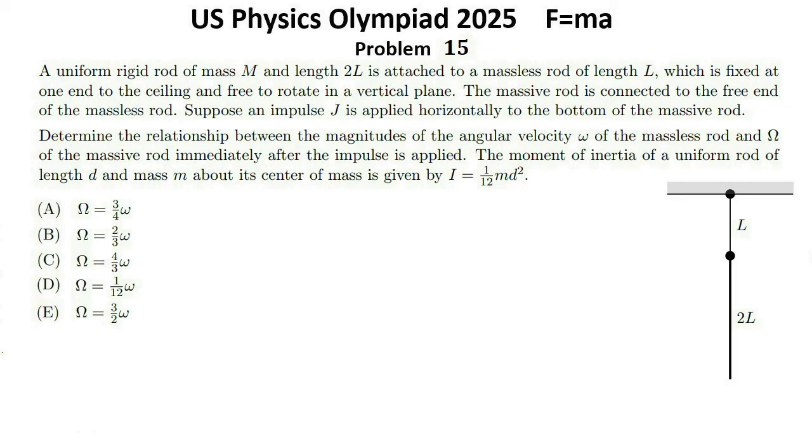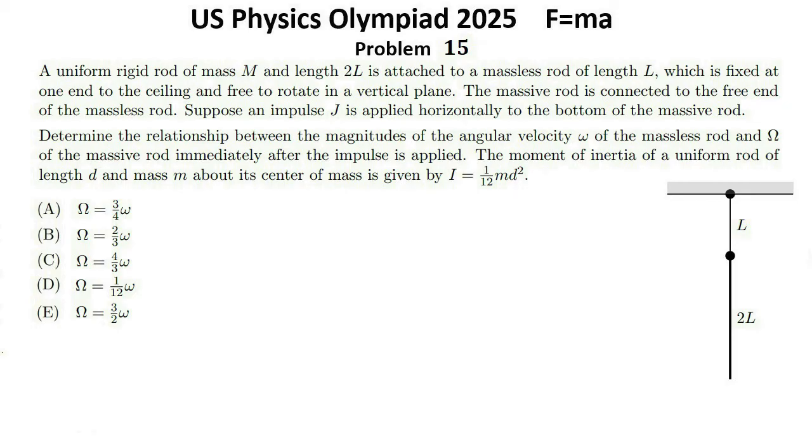Determine the relationship between the magnitudes of the angular velocity omega small of the massless rod and omega capital of the massive rod immediately after the impulse is applied. The moment of inertia of a uniform rod of length d and mass m about its center of mass is given by I equals 1/12 m d squared.